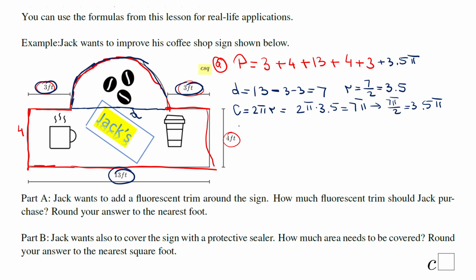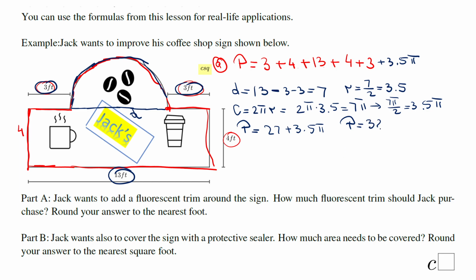Okay, so we can go down here and we're gonna get an exact value. We're gonna add these numbers, 3 plus 4, 7, 20, 27 plus 3.5 pi. That will be the exact value. The next thing I'm gonna do is just evaluate, grab a calculator, and we have 27 plus 3.5 times pi, and that would be 37 point, round to the nearest foot, that would be 38.